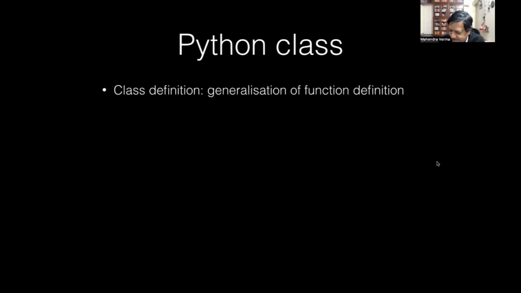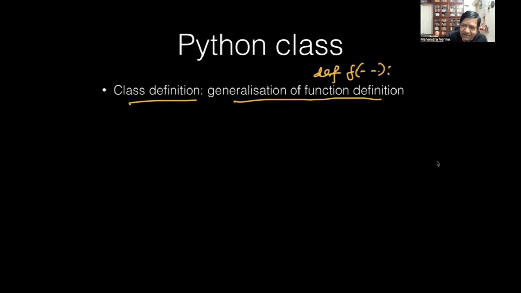So class definition. Okay, so Python class. It's a generalization of function definitions. In a function definition, we have def, function f, and we give arguments, and a colon, then we define. In class also, I'll show you the syntax.